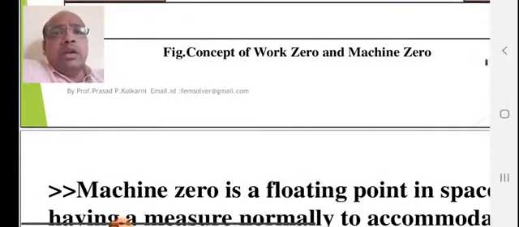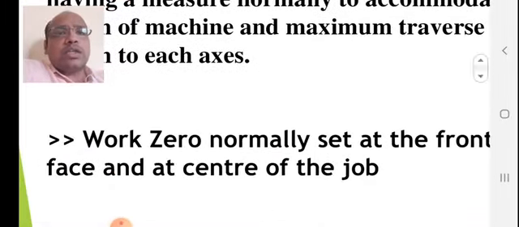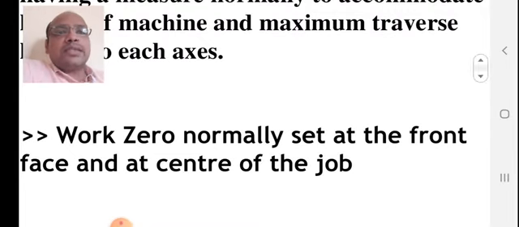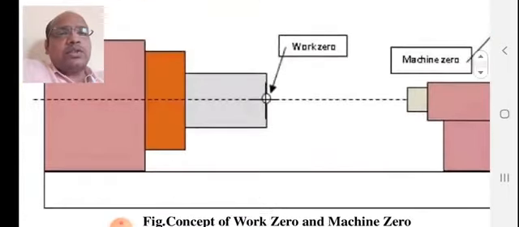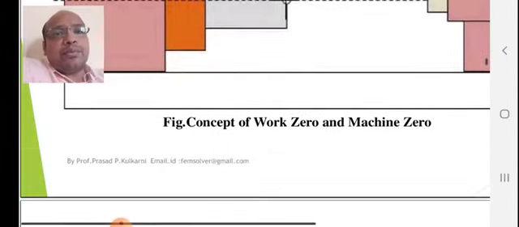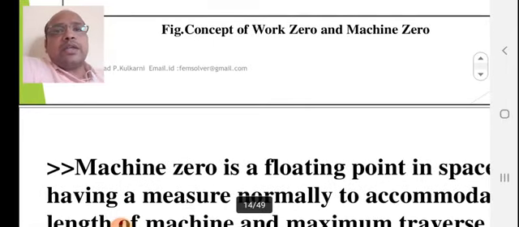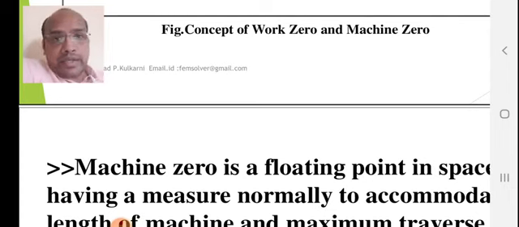But work 0 is normally set at the front face and at the center of a job. You can see this diagram. So while writing a part program, in a CNC machine we take an offset, and this offset is taken with respect to work 0, and we write the part program.